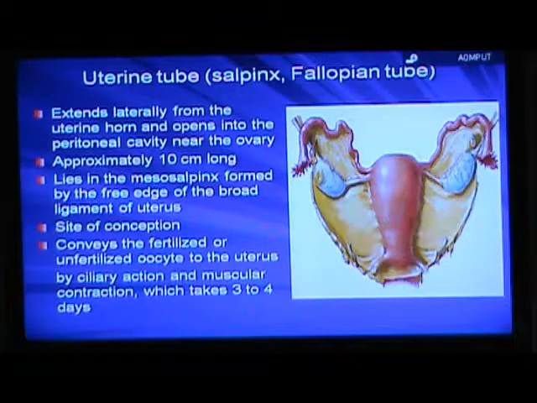The uterine tube is a site of conception. It conveys the fertilized or unfertilized oocyte, depending, to the uterus by ciliary action and muscular contraction, which takes 3 to 4 days.